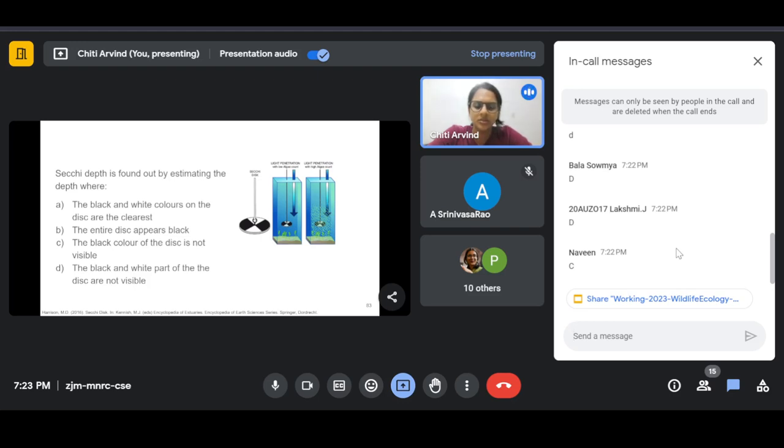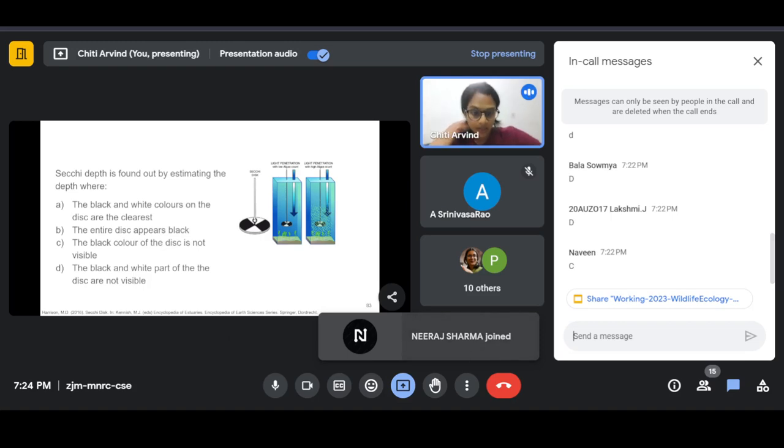Okay, so the correct answer is D, where you find the black and white part of the disc that is not visible. Light penetration is very high when you have low algal count, because there is less turbidity. In the case of high turbidity with a high percentage of algal count, you have low visibility, which makes the disc not visible as you insert it down to greater depths. So D is the correct answer.